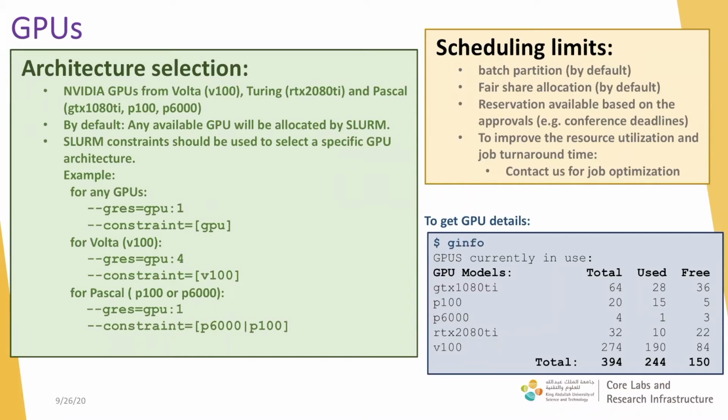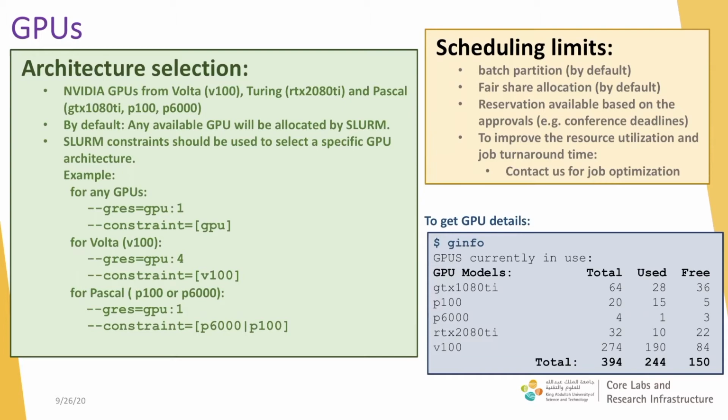As part of GPUs, the GPUs are from NVIDIA. We have various architectures of GPU available on IBEX. Volta, Turing and Pascal are the different generations of architectures available. As with the CPU architecture, if you have not specified any constraint values, the available GPU will be selected by the Slurm scheduler, and your job will be executed on the allocated GPU.